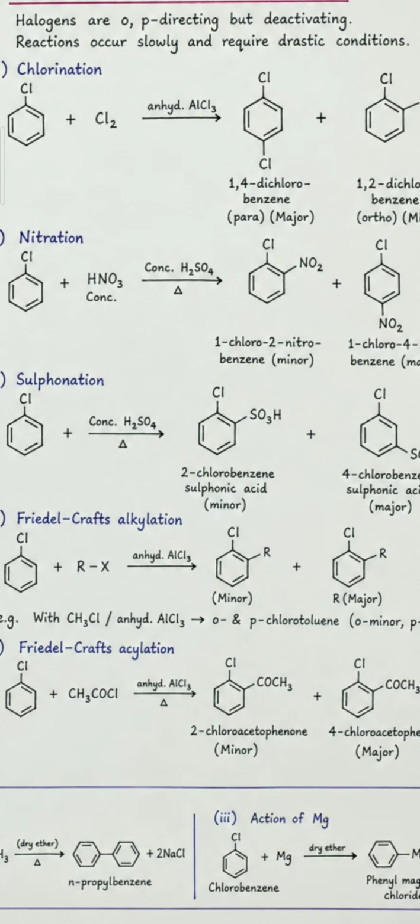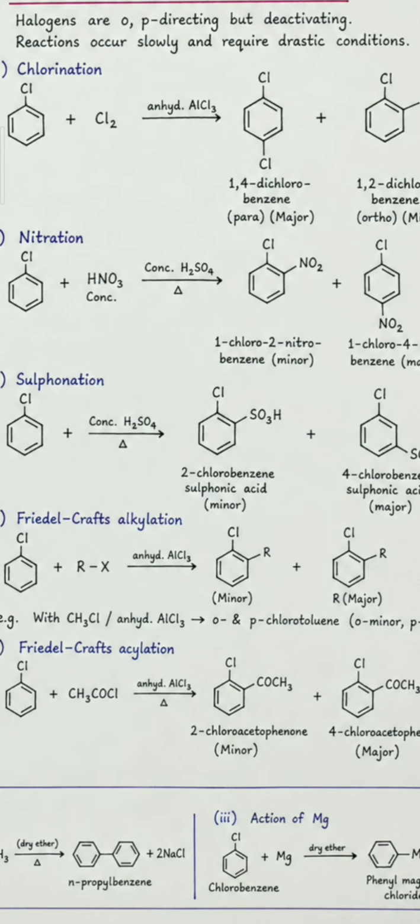When chlorobenzene is treated with the alkyl halide in the presence of anhydrous AlCl3, in chlorobenzene one H is replaced by an alkyl group. At the ortho position we call it minor, and if one hydrogen is replaced at the para position we call it major. It is not ortho position, it is para position major.